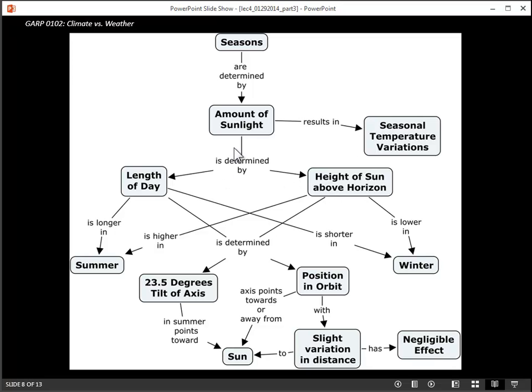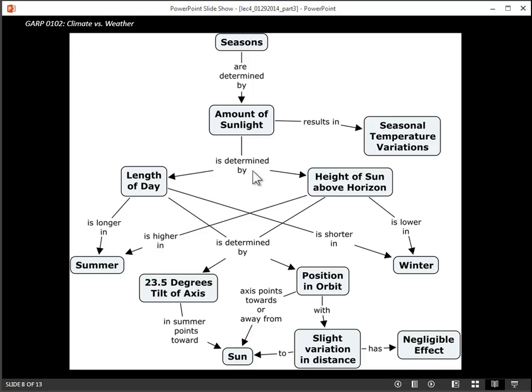Let's go left first. Amount of sunlight is determined by the length of day, which is longer in the summer. Check, we understand that. And let's follow this, is shorter in the winter. So I think that makes a lot of sense. Seasons, amount of sunlight, length of day, longer days in the summer, it's warmer, shorter days in the winter, it's colder.